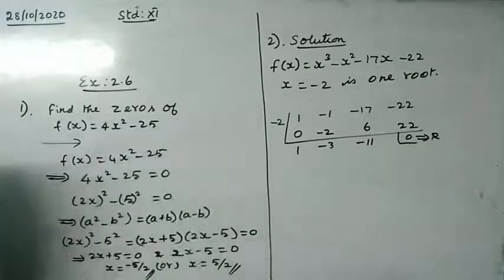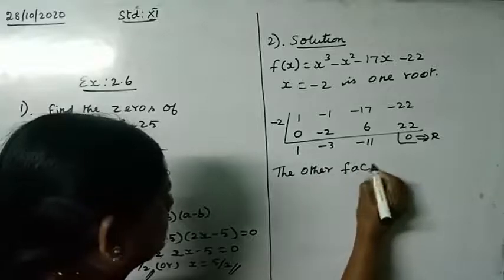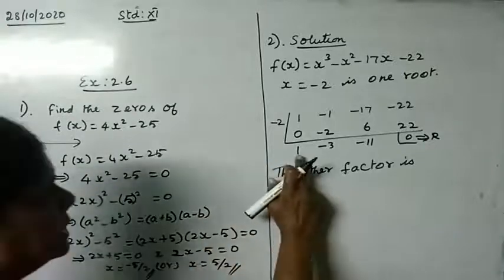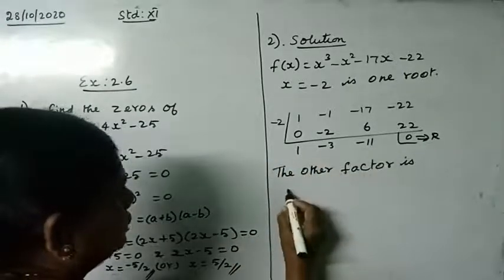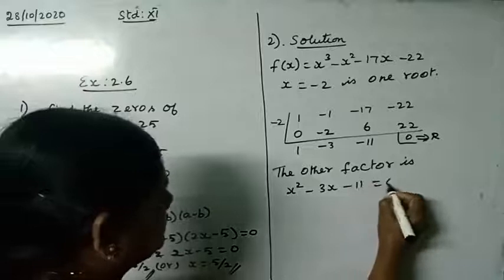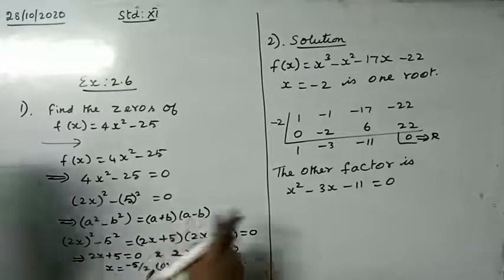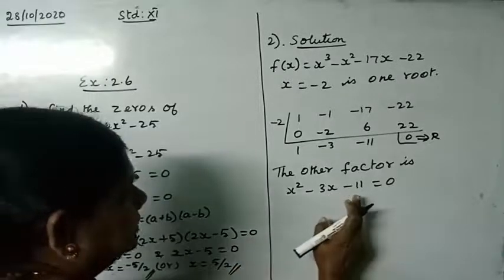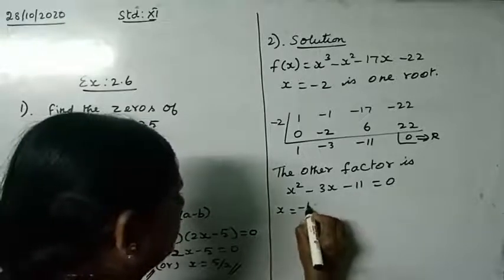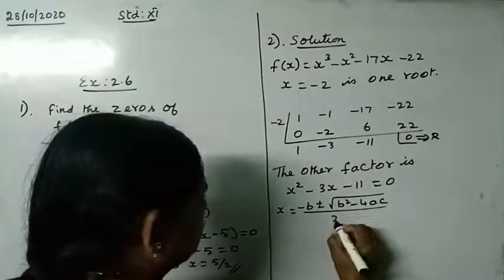If we get the remainder 0, the other factor is the quadratic equation. Substitute here x square, x and the constant. So it is x square minus 3x minus 11 is equal to 0. So this is the other factor. Now we want to find the value of x. Since we could not factorize this, we can use this formula: x is equal to minus b plus or minus square root of b square minus 4ac by 2a.